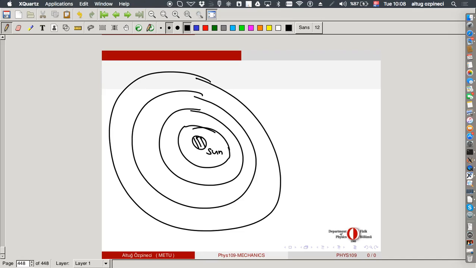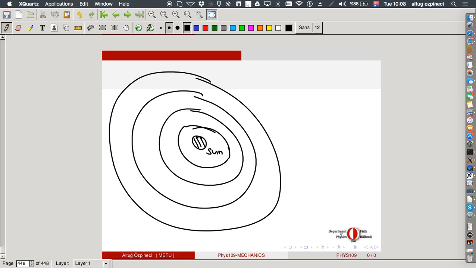If this is the sun, if this is, let's say, Mercury, then this is Venus, this is Earth. They all lie in the same plane, more or less. There is no planet that orbits the sun like this, except Pluto. Pluto has such an orbit. It doesn't lie on this plane.